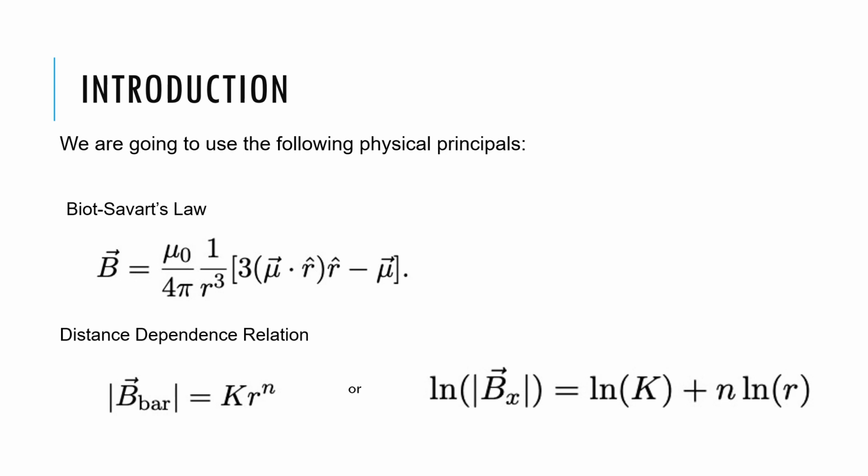We are going to be using the following physical principles: Biot-Savart's law, which gives us an equation for the magnetic field, and the distance dependence relationship, which says that the magnetic field due to a bar magnet is equal to k r to the power n. When converted into a logarithmic form, this is that ln Bx is equal to ln k plus n ln r.